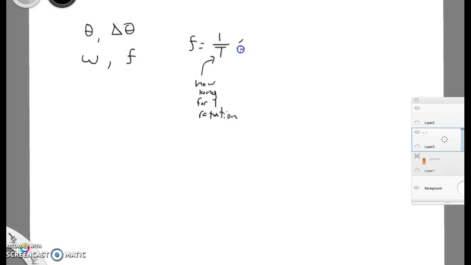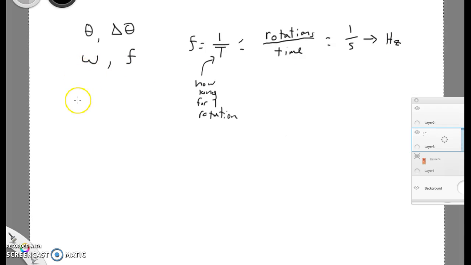It can also be found by taking the number of rotations and dividing by the amount of time. Okay? The units for frequency is 1/seconds. Okay? And we call that hertz. Okay?